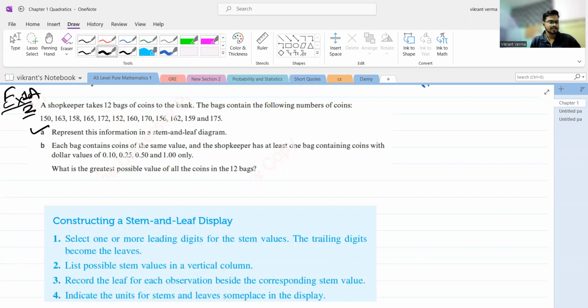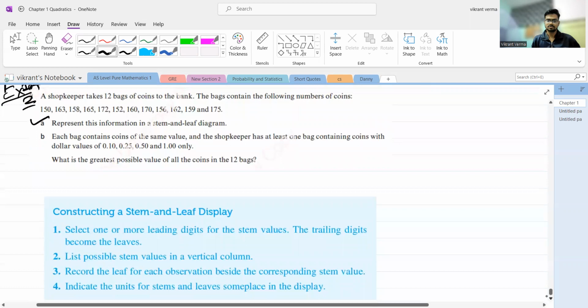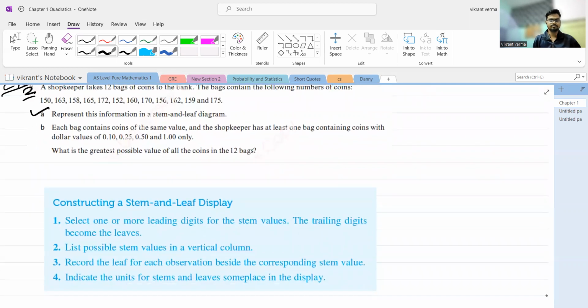Okay, so these are the data points. As you can see, 150, 163, 158, like this. Okay, so what is the first step? You can read and you can also note down these steps later on. It will be very much helpful for you.